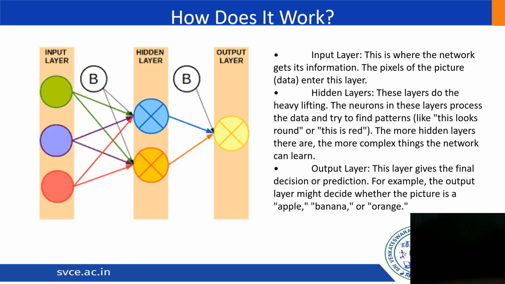in the input layer. And then the hidden layers, these layers do the heavy lifting. That means the neurons in this layer process the data and try to find patterns like this is round, this is red. The more hidden layers there are, the more complex things the network can learn. And then finally the output layer. This gives the final decision or prediction. For example, the output layer might decide whether the picture is an apple, banana or orange.